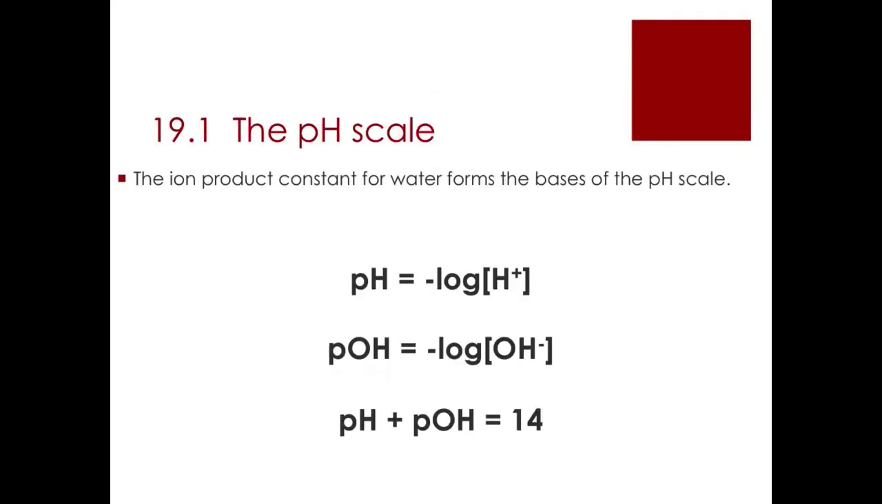We could just talk about H+ concentration and OH- concentration for solutions, but because those numbers are really small, it becomes inconvenient. So instead we invented the pH scale. P is a mathematical operation that just means negative log. So you could take the P of anything and get the negative log of that thing. In this case, if we take the negative log of the H+ concentration, we get the pH. If we take the negative log of the OH- concentration, we get the pOH. And in every case, the pH plus the pOH will equal 14.